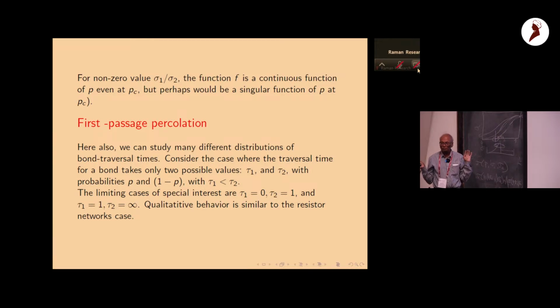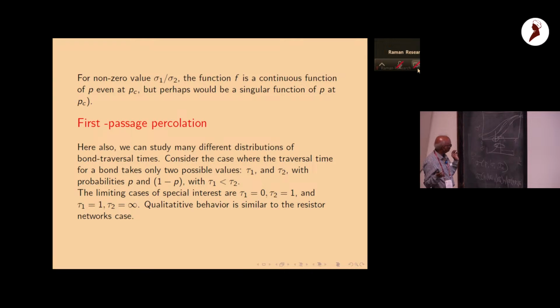Nothing becomes 0 or infinite. So I'm not going to define critical exponents by whether it becomes 0 or infinite. It remains finite. So what can I do? Can I still understand it in some way? And the answer is yes, you must be able to.